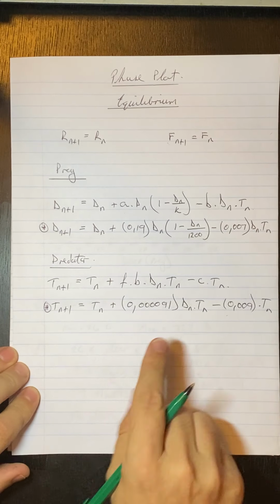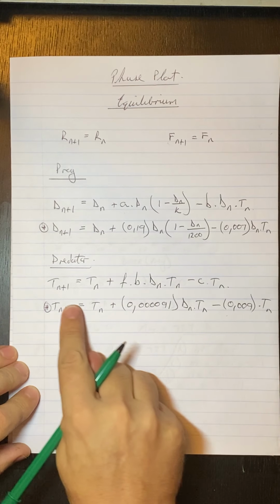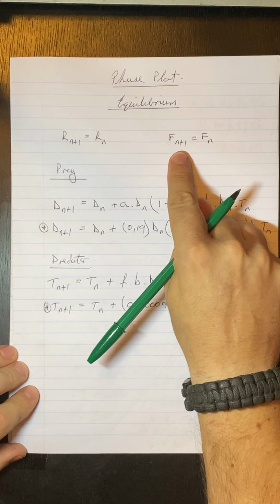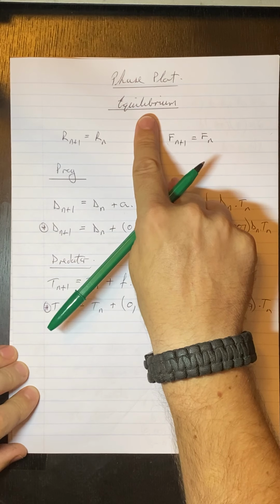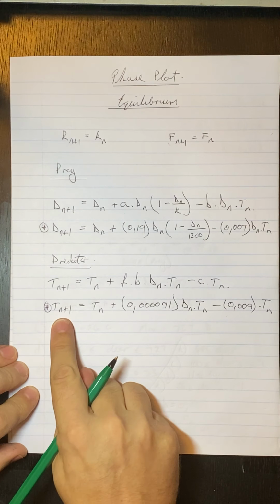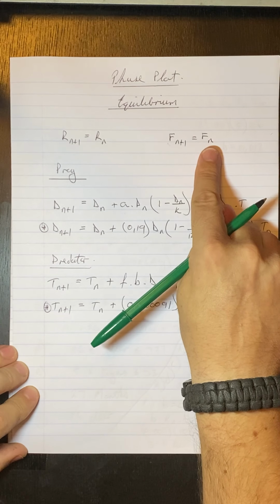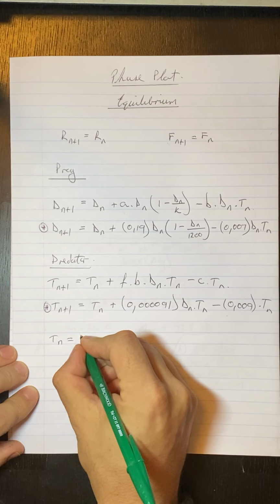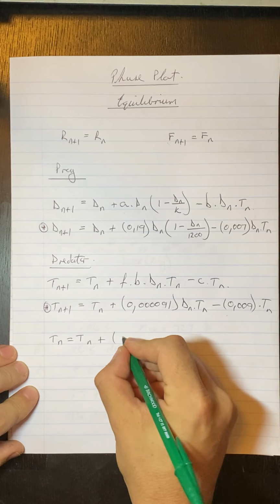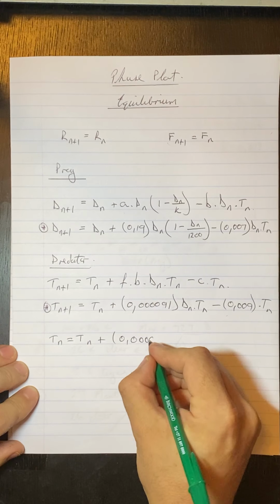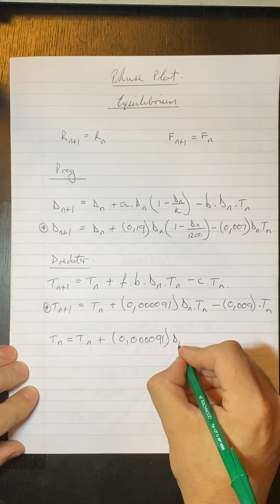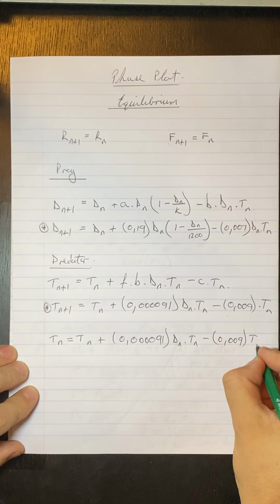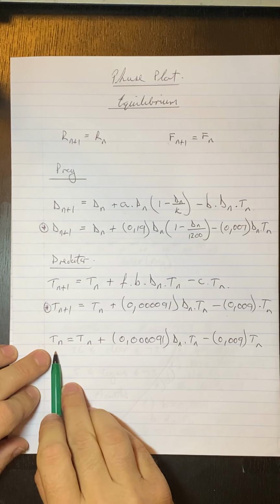Okay, so I'm going to start it off here and I'm going to work with the predator one first to find the prey. Okay, so we know that for the predator, Fn plus 1 must be equal to Fn for an equilibrium point. Okay, so that means that Tn plus 1 will become Tn. So this becomes Tn is equal to Tn plus 0,00091 dn times Tn minus 0,009 Tn.